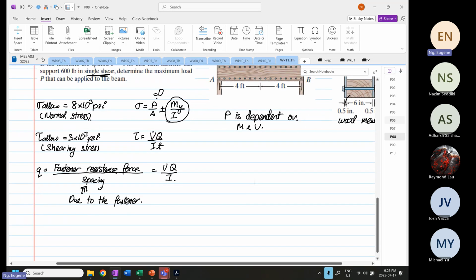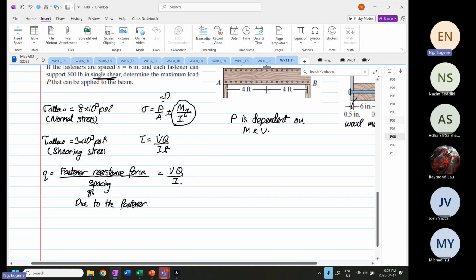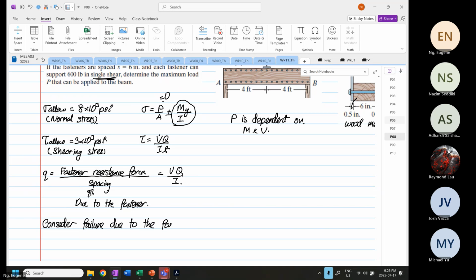Okay. Now, for the fastener, let's look at the fastener. Given to us is the fastener resistance force. So let's consider failure due to the fastener. Given to us is the fastener resistance force.